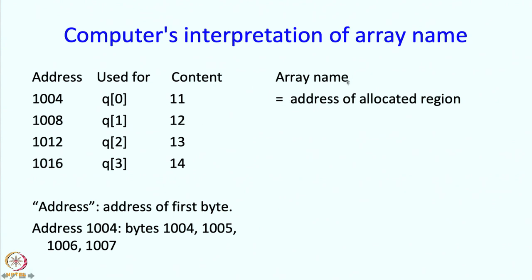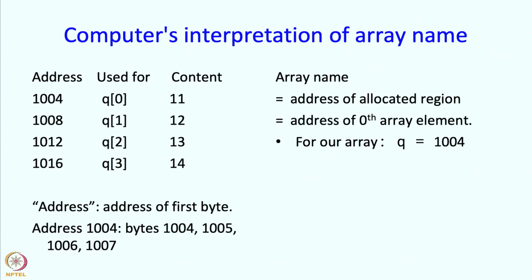So the array name, C++ has decided, is going to have the value equal to the address of the allocated region. It is also the address of the 0th element, and in our example Q will then mean 1004. This is natural in a way and not natural in a way. What would be the right thing to have done over here? We could have said that Q really means the entire area from 1004 through 1019, but instead of that C++ sort of makes it simple.